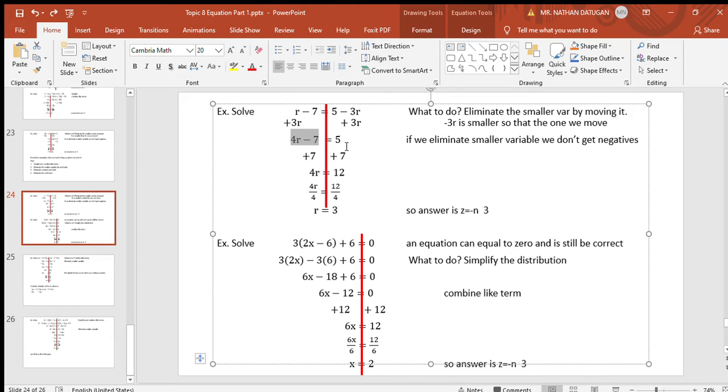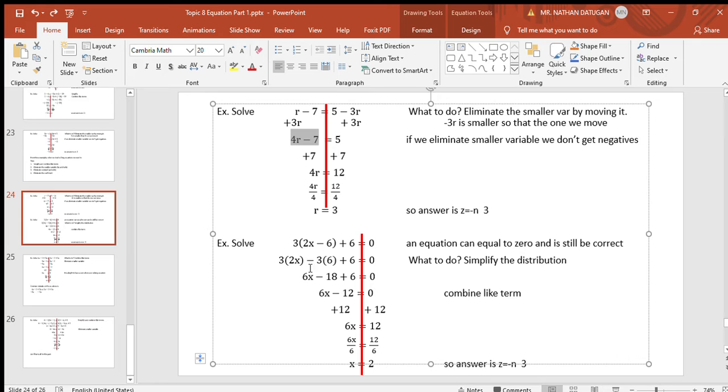So which was the constant in this part of the equation? Minus 7, right? So how do we get rid of that minus 7? We add 7. And since we add 7 on the left side, we also add 7 on the right side. Hence we're left with 4r is equal to 12. Now divide both sides by 4 to get rid of that 4 from 4r.